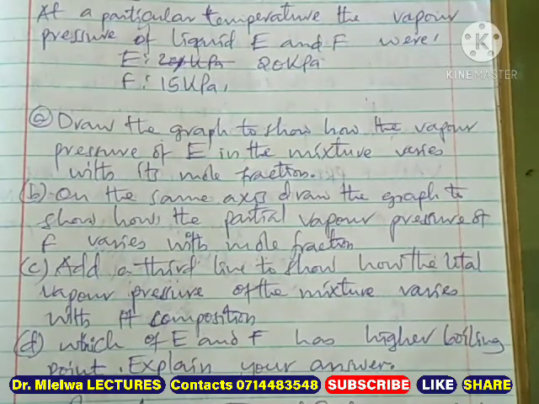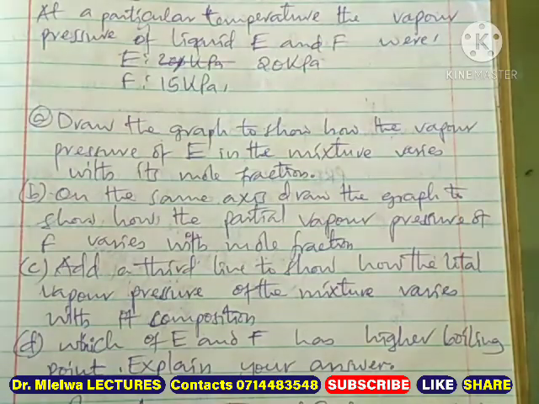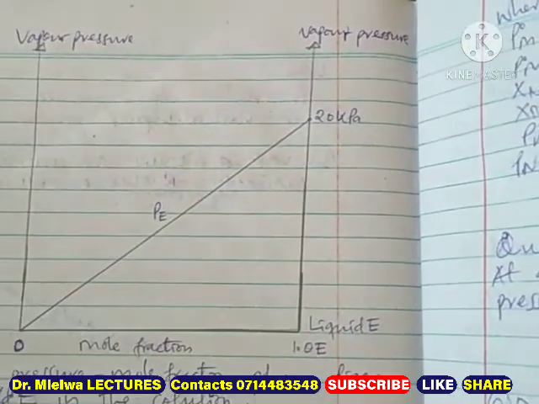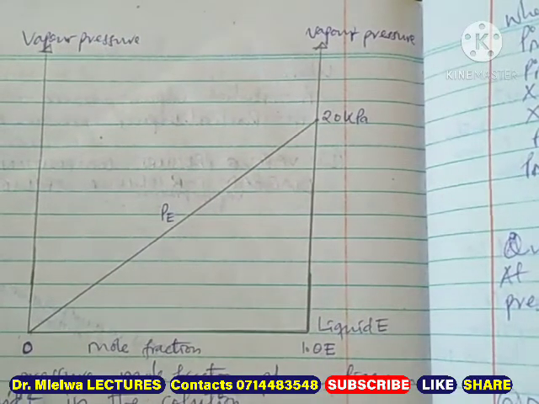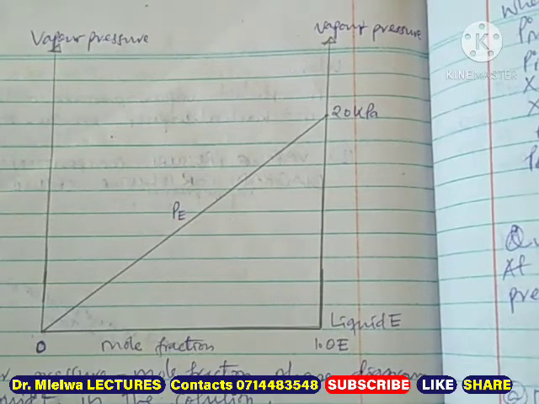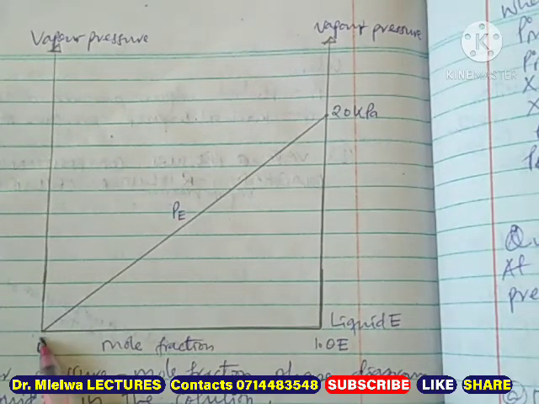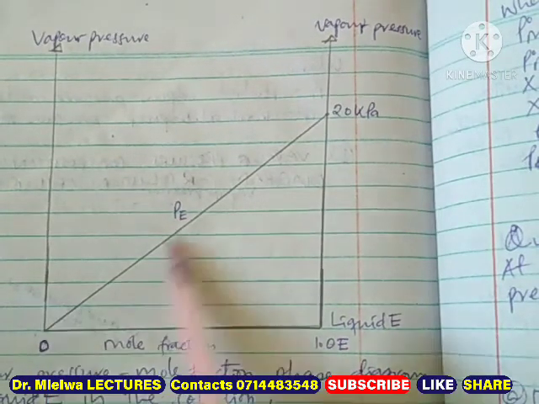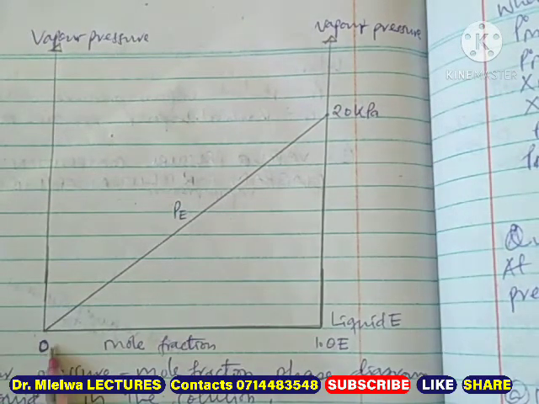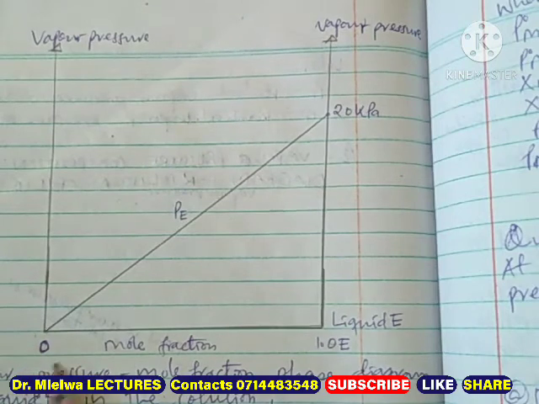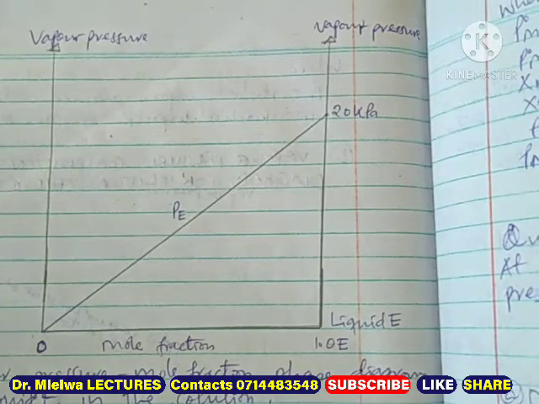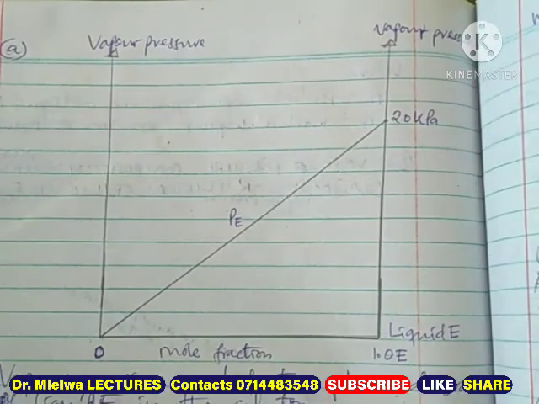So tukidraw hiyo graph, on part A tutadraw graph kama hiyo hapo. Hii ni how E varies with its mole fraction. The mole fraction of E starts from 0 to 1, na unaweza kuona kwamba huku inaanzia 0 inapanda mpaka kwenye 20. So if the mole fraction of E is equal to 0, the pressure of E will be equal to 0, it obeys Raoult's law. Kwa hiyo tunachora ideal solution. Hii ndio part A.